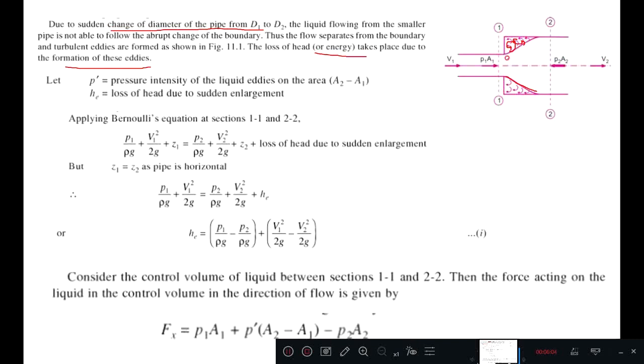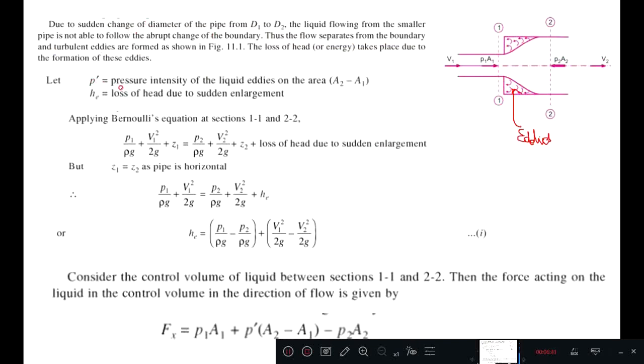It starts whirling or rotating, and due to this whirling, the eddies will form. Thus, the flow separates from the boundary, and the turbulent eddies are formed. And these are the turbulent eddies. The loss of head or the energy loss takes place due to the formation of this turbulence. So these are the eddies.